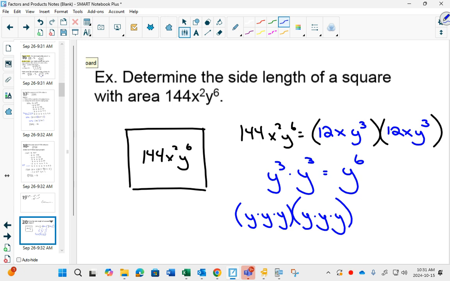So the side length of this square has to be 12x y cubed. So not only can we do questions with numbers, we can add algebra as well. So many cool things.